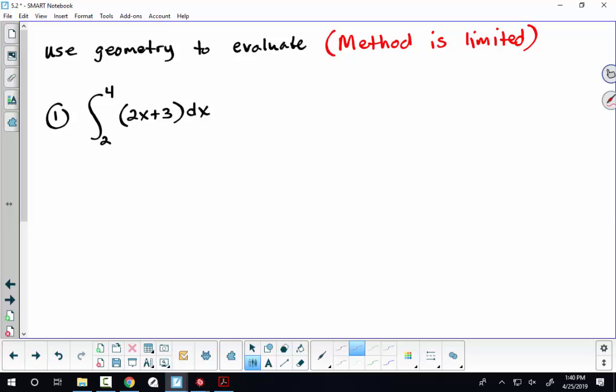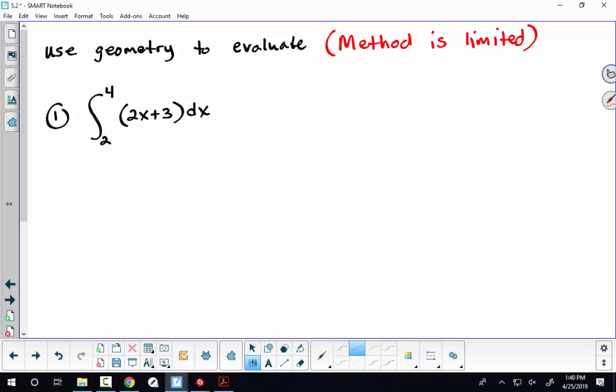So let's start out with the integral from 2 to 4 of 2x plus 3. And so in words, what are we doing here with this problem? Anybody want to take a shot at that? Just in words, what we're doing. We're finding the area under the curve of the function 2x plus 3 from 2 to 4. Yeah. Okay. So we say in between the function 2x plus 3 and the x-axis from 2 to 4, what is that net area?